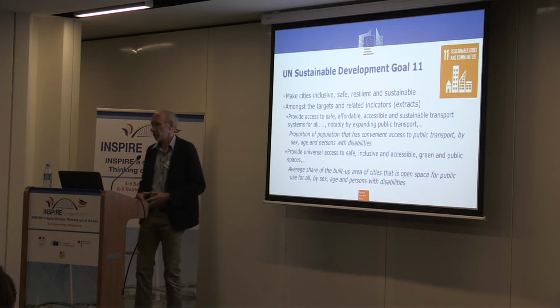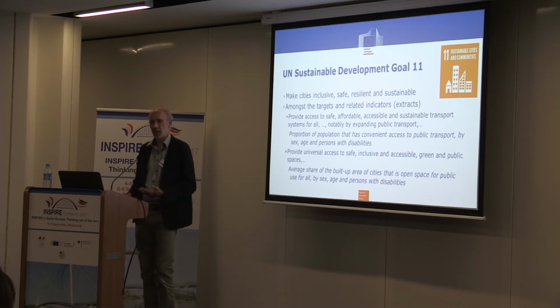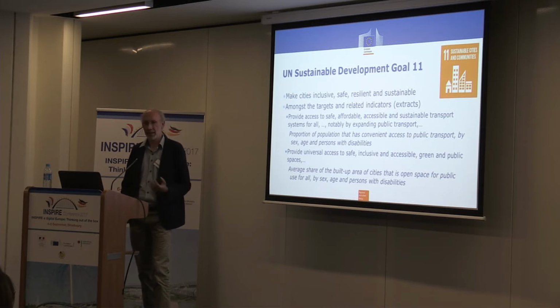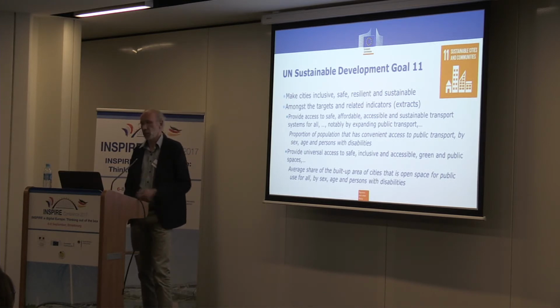So the full text of the SDG goal 11 is to make cities inclusive, safe, resilient, and sustainable. And amongst the targets and the related indicators, there are a few of them where there's a very explicit link to the spatial concept, even inside the cities: to provide access to safe, accessible, and sustainable transport for all by expanding public transport. This is operationalized by the proportion of population that has convenient access to public transport, and also to provide universal access to safe, inclusive, and accessible green and public spaces. And that one is proposed to be operationalized by the share of built-up areas of cities that is open or public space.